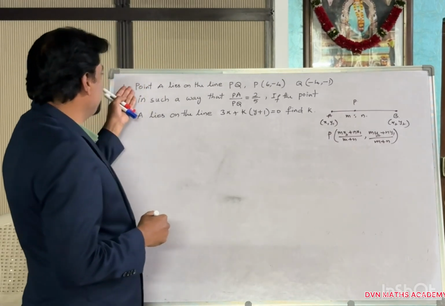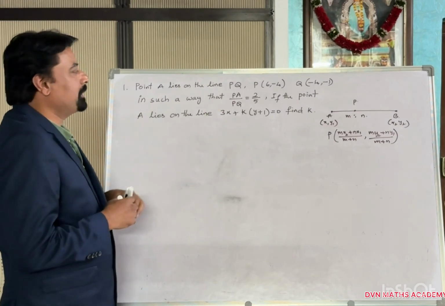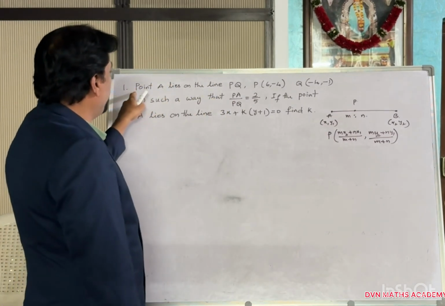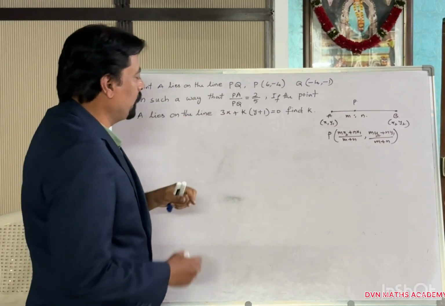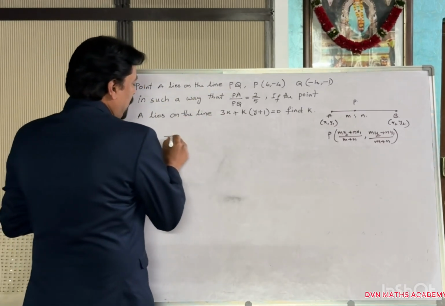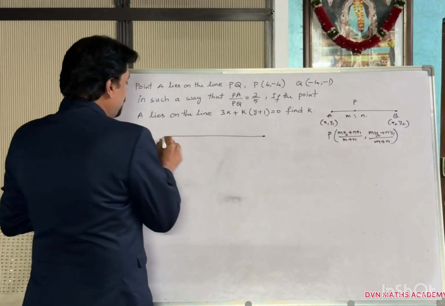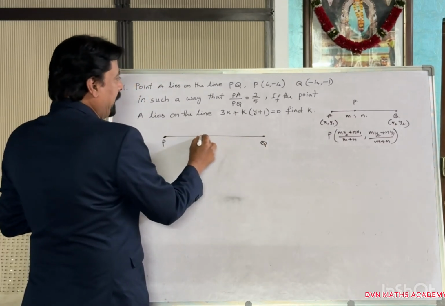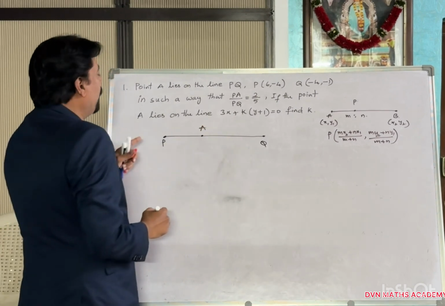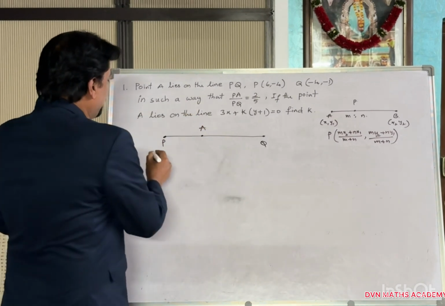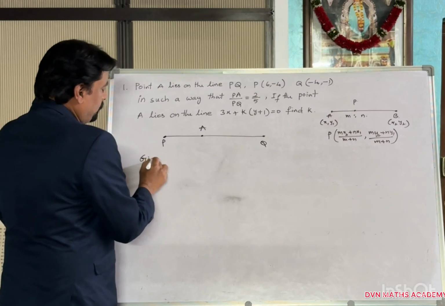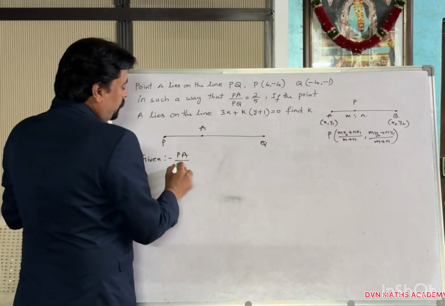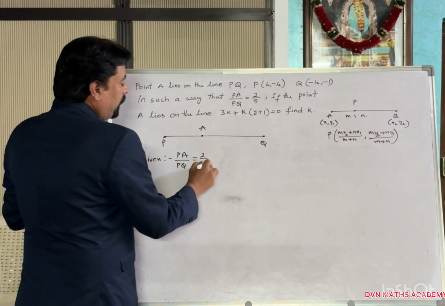My first question: point A lies on PQ. First, read the question properly, and afterwards go for the solution. Point A lies on line PQ. For example, here PQ is one line, and on PQ one point A is lying. Given is PA by PQ is equal to 2 by 5.